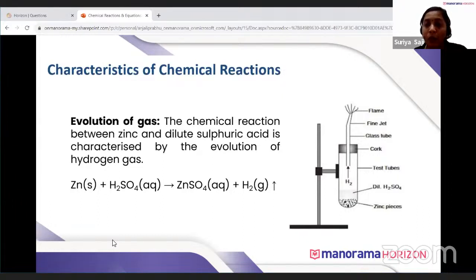We will get zinc sulfate also, but it will be in solution, and hydrogen gas is formed. It will be coming out of that test tube. We can see that in that figure. Zinc plus sulfuric acid gives zinc sulfate and hydrogen. So in this reaction, evolution of gas is taking place.